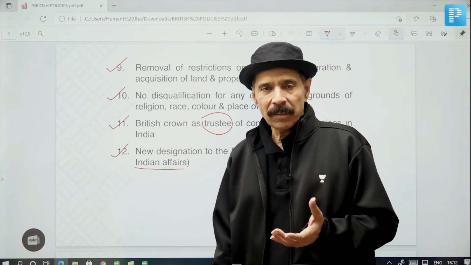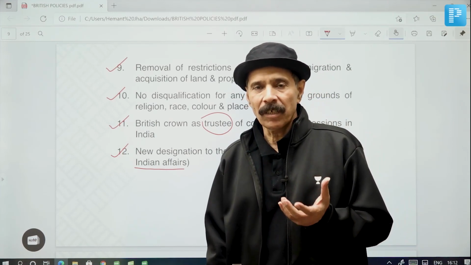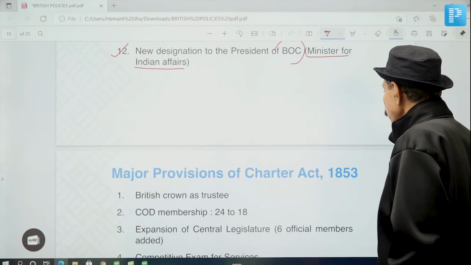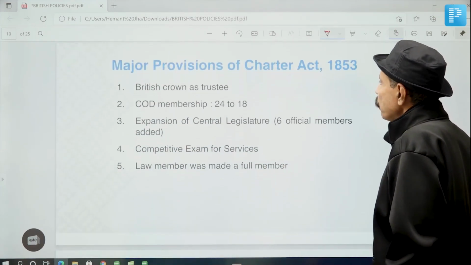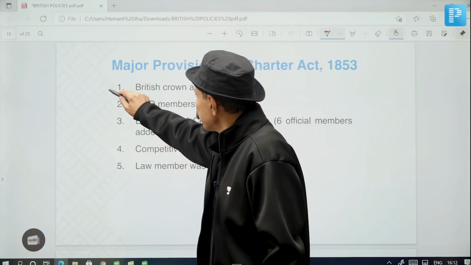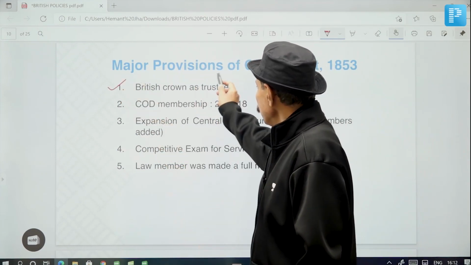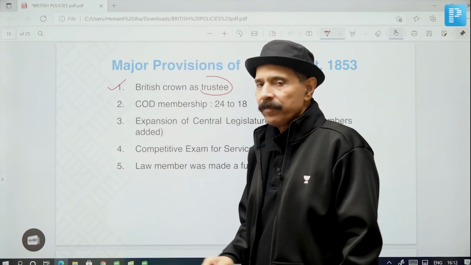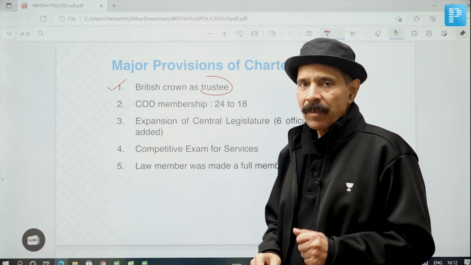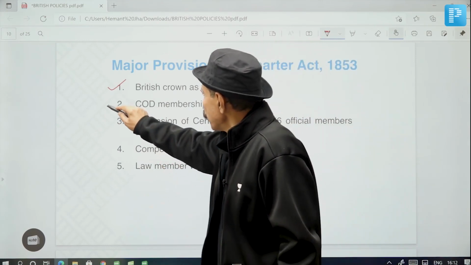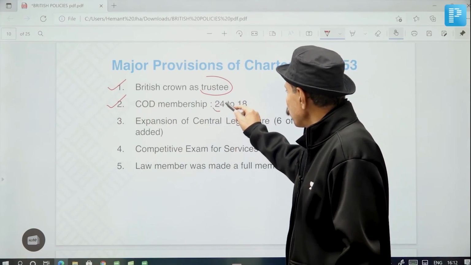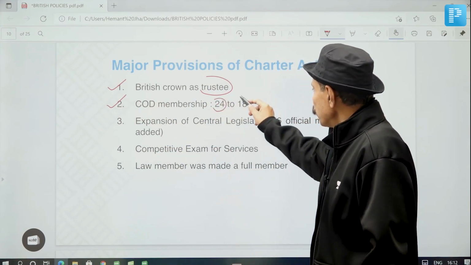Now let's consider the major provisions of the Charter Act of 1853. The first point is the same, the British Crown as the trustee of the company's territory in India. This was continued under this act. Number two, Court of Directors membership reduced. There were 24 members in the Court of Directors earlier. It was reduced to 18.